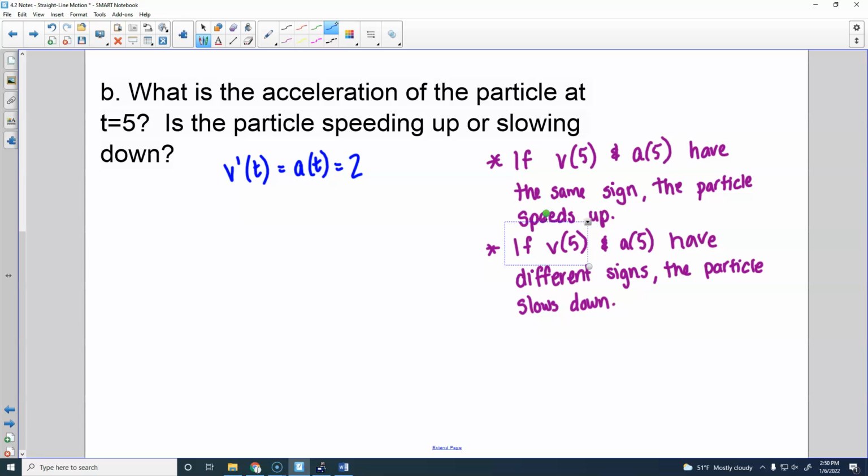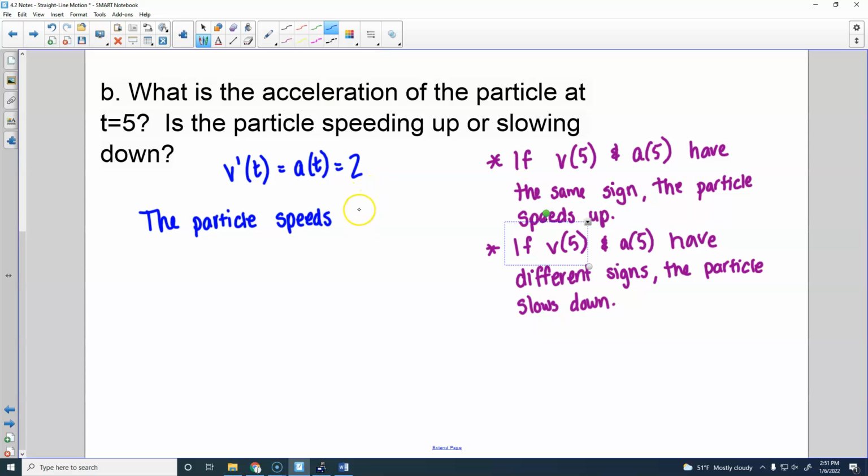You have to consider velocity and acceleration. What most students do wrong is they just look at acceleration. If it's positive, they say it's speeding up. If it's negative, they say it's slowing down, which might be correct. That would be a correct assumption in this case because velocity is positive, but you won't get the point for explaining it if you don't talk about acceleration and velocity. So we would say here the particle speeds up. Position does not play a role in determining.